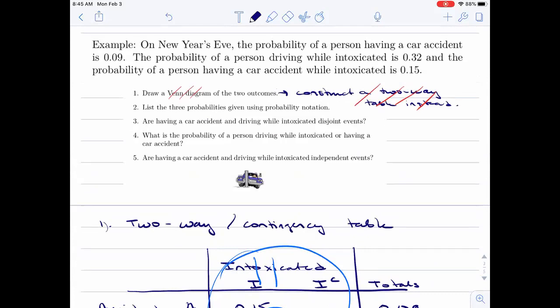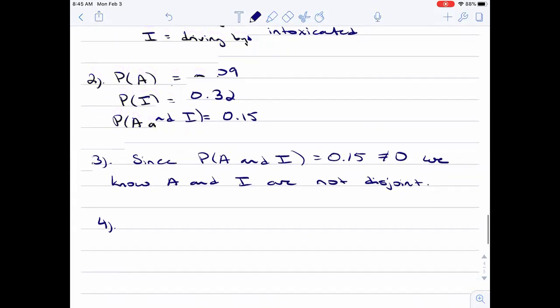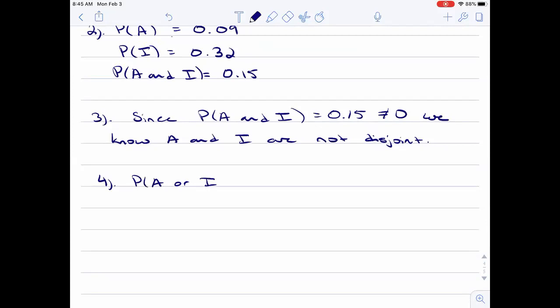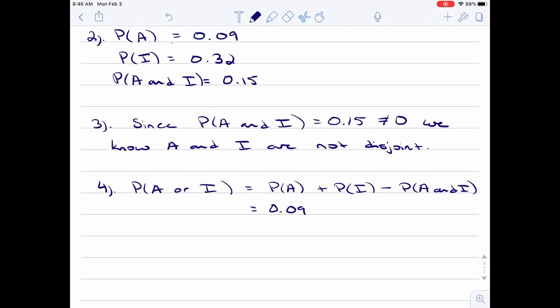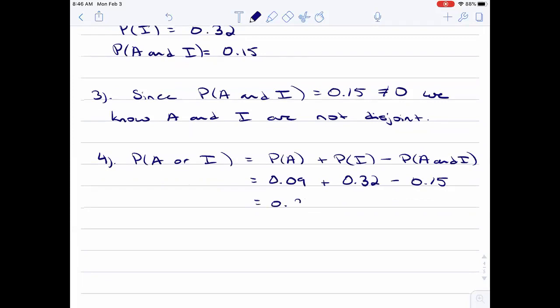What is the probability of a person driving while intoxicated or having a car accident? So now we want to know the probability of A or I, which is the probability of A plus the probability of I minus the overlap, the probability of A and I. That's from the general addition rule. So I get 0.09 plus 0.32 minus 0.15, I get 0.26.